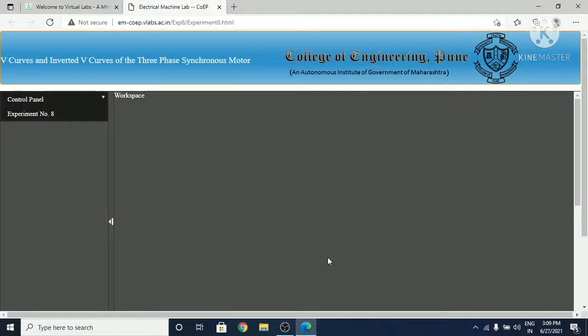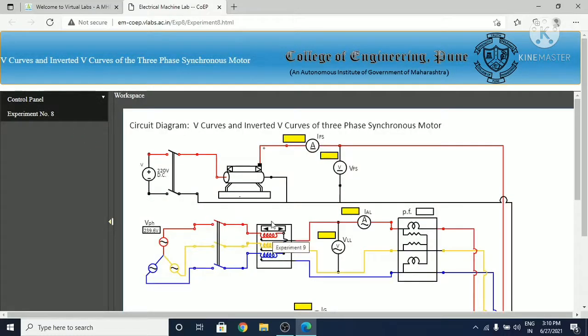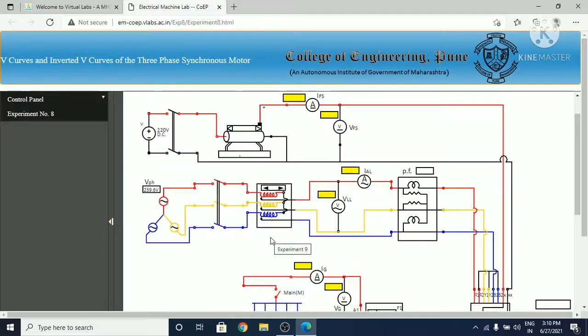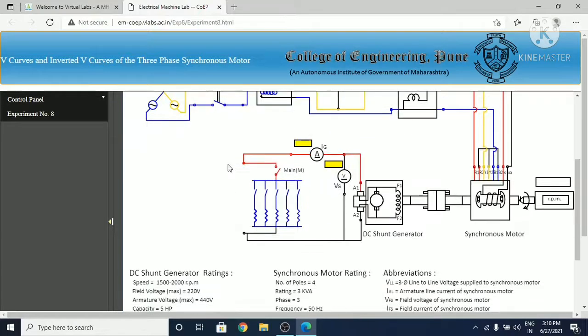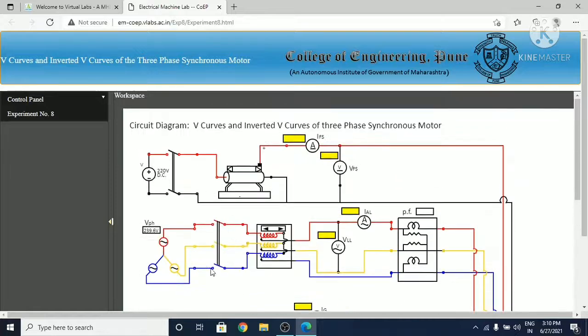Now we will see how to do this experiment. Here we are using a virtual lab to explore this experiment. I just drag and paste this experiment here. This is the overall circuit diagram for the V curves and inverted V curves of the three-phase synchronous motor. At first I will explain the components briefly, then we will do the experiment.